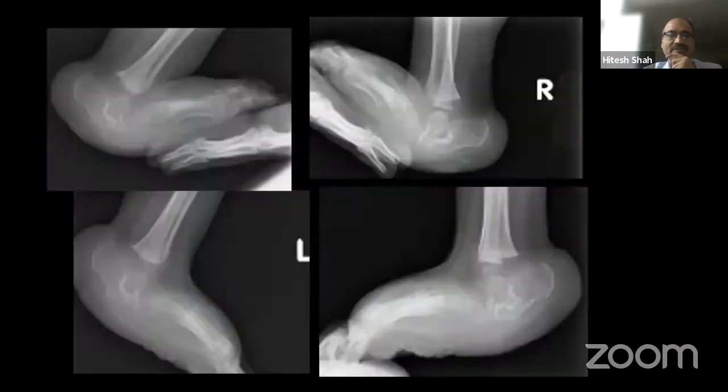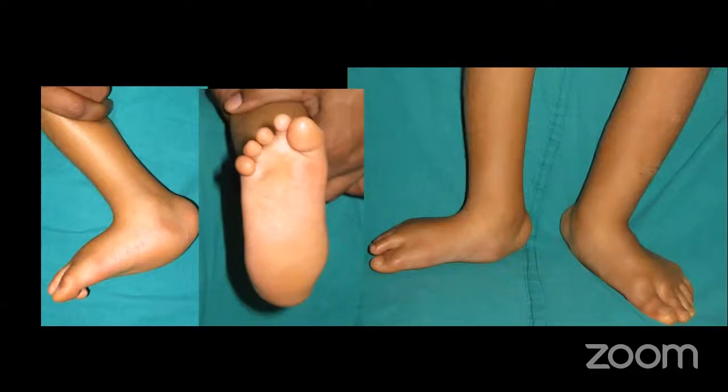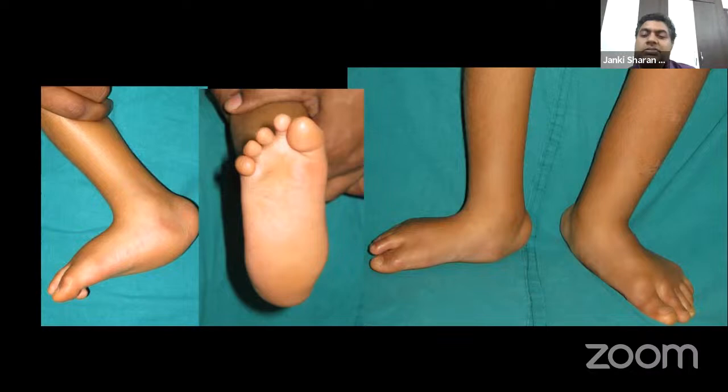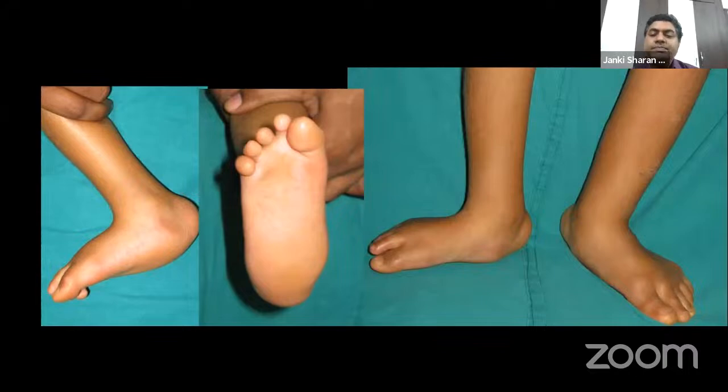What do you do? Isn't that the X-ray? So what do you do if you see a child with either vertical talus or oblique talus? I think Sachin has not answered it. Sachin, yes, sir. What is the management for this one?